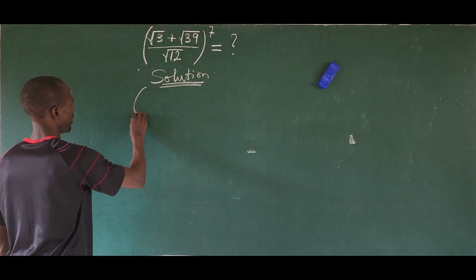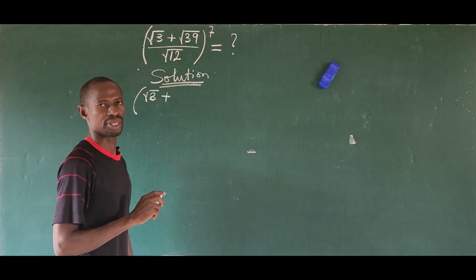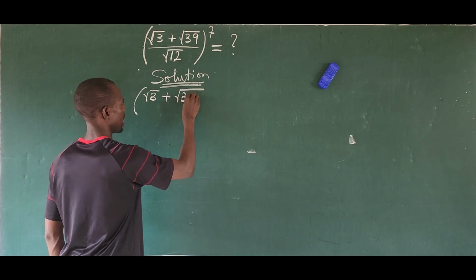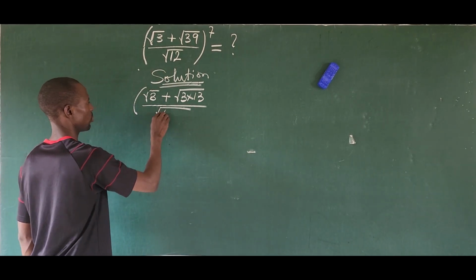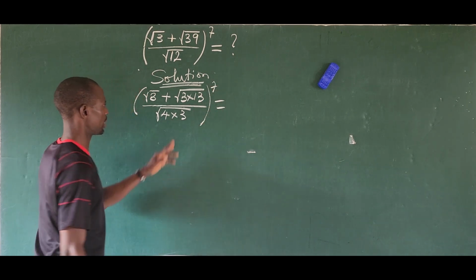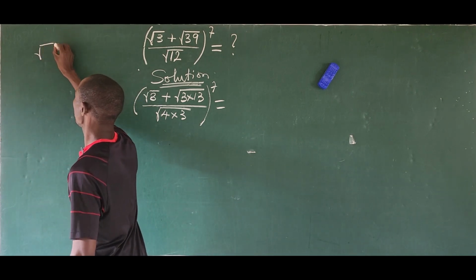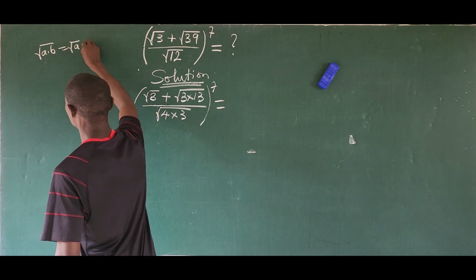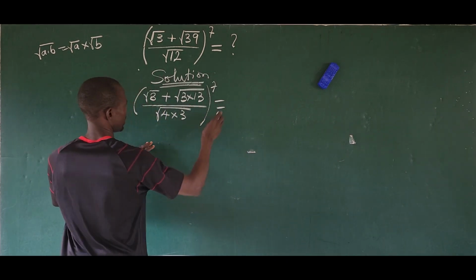All right, so we have root 3 plus root 39. The 3 can divide this: 3 into 39 gives us 13. So we have 3 times 13, all over root 12, which could be broken down into 4 times 3, all raised to the power of 7. Now we can rewrite according to the law of surds, which says that the square root of a times b is the same thing as root a times root b. This is one of the rules of surds. So we can rewrite that in that format.